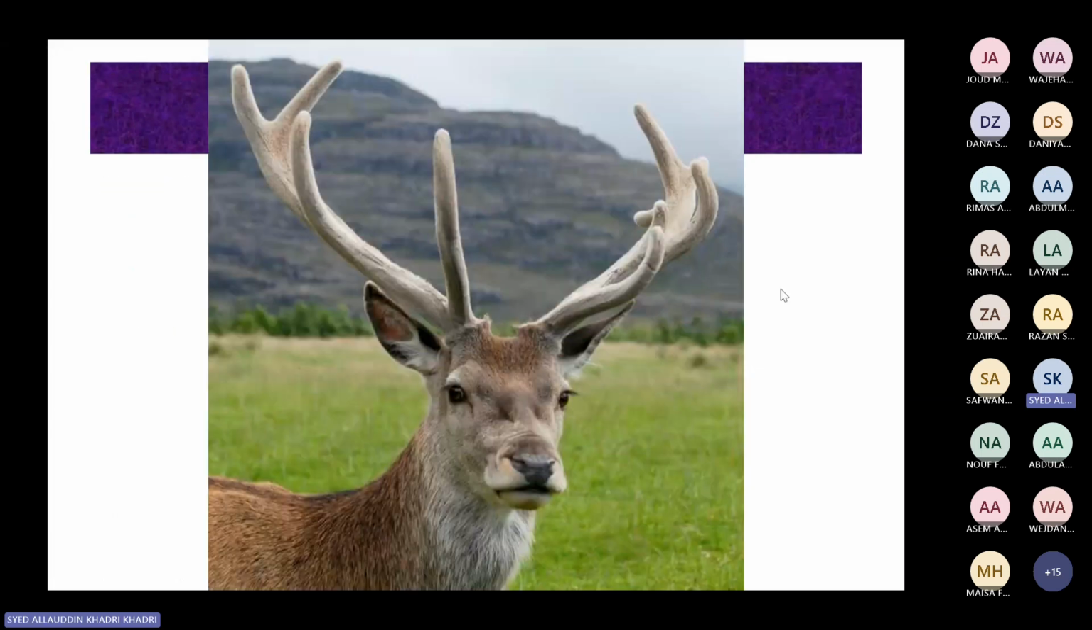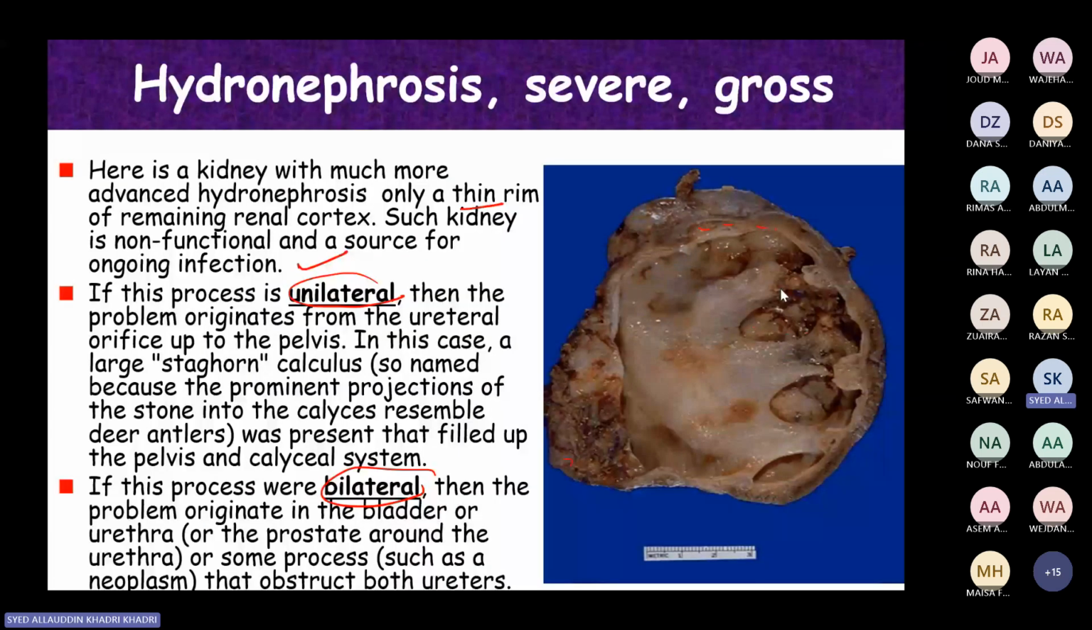And keeping in view of this one, I just go forward more, and you can see over here and here again the hydroureter. And here after this we go to the prostate. Basically what we are trying to understand is that the normal adult prostate weighs only 20 grams.